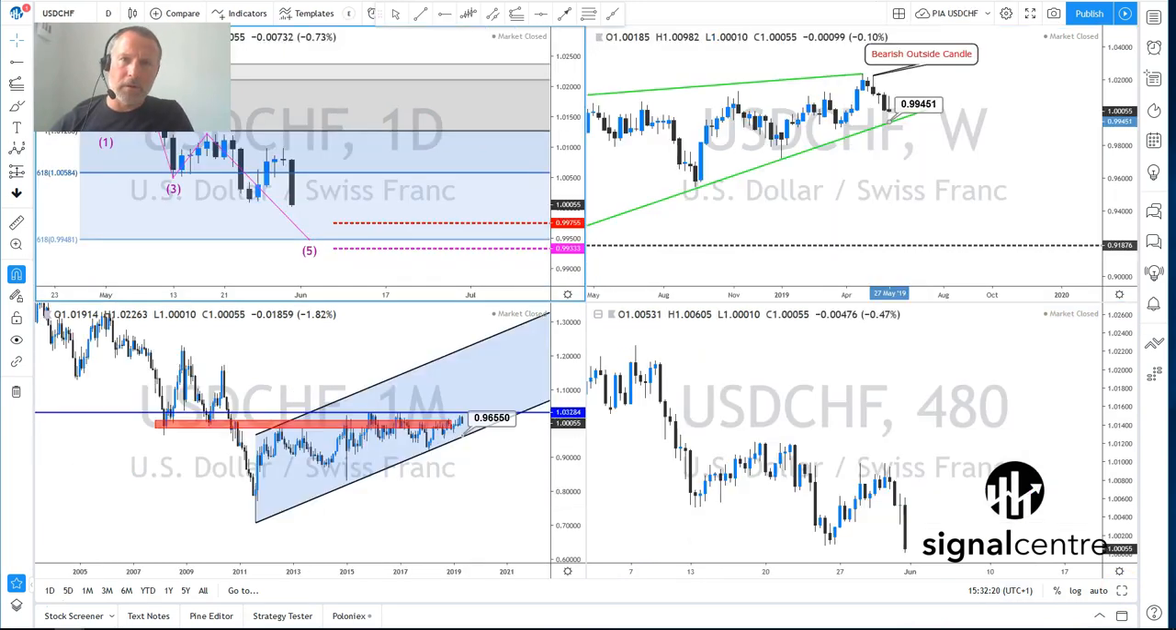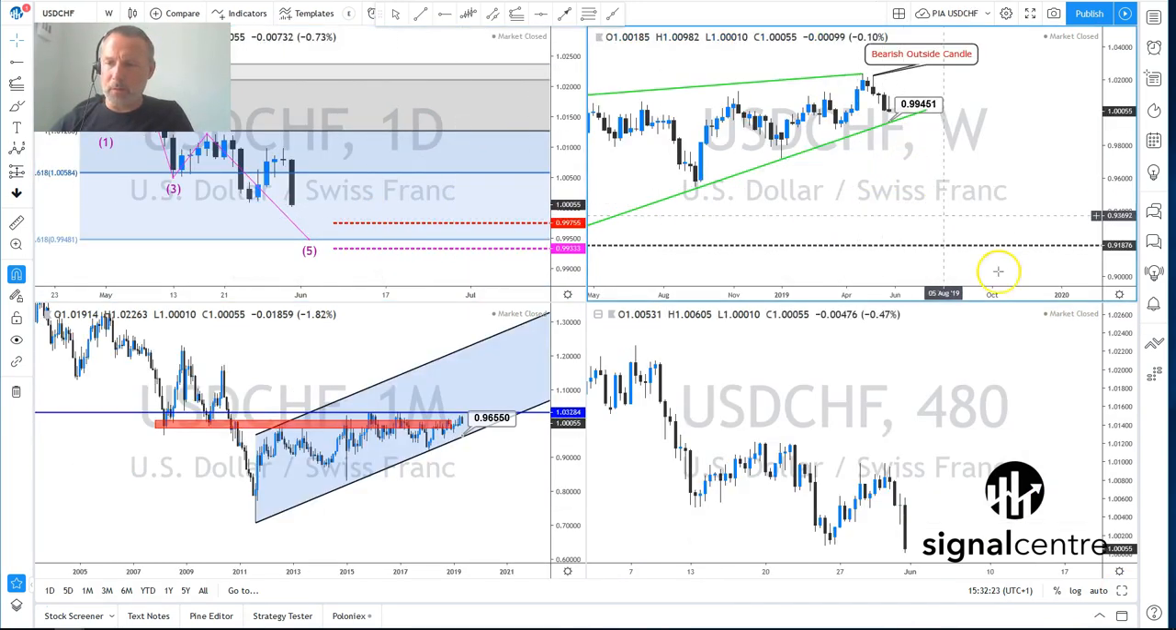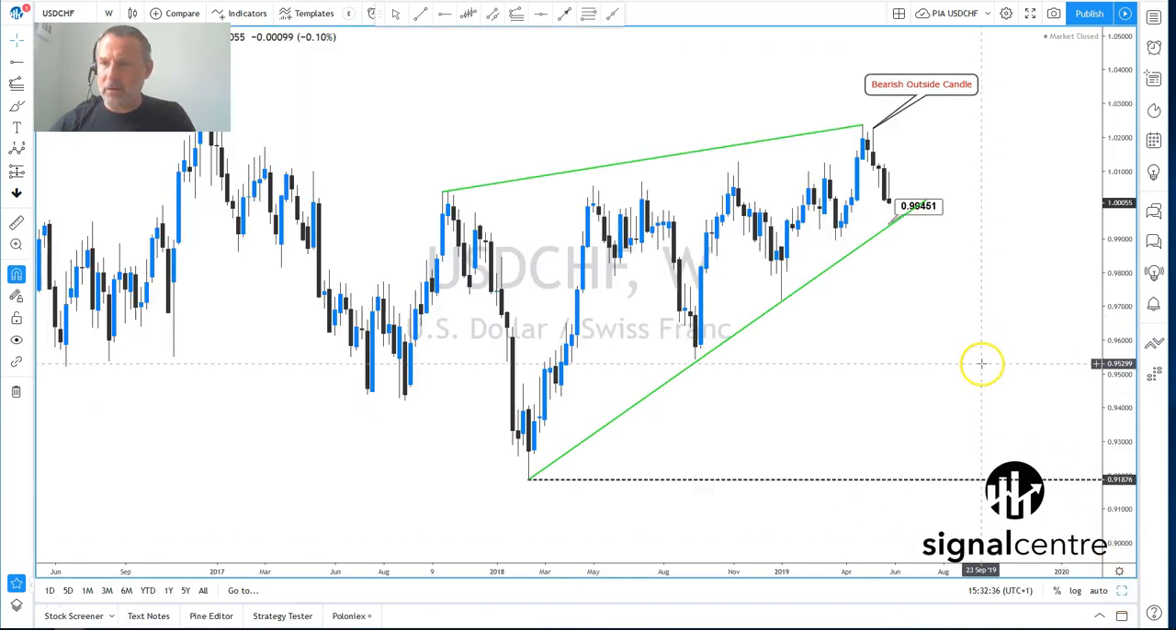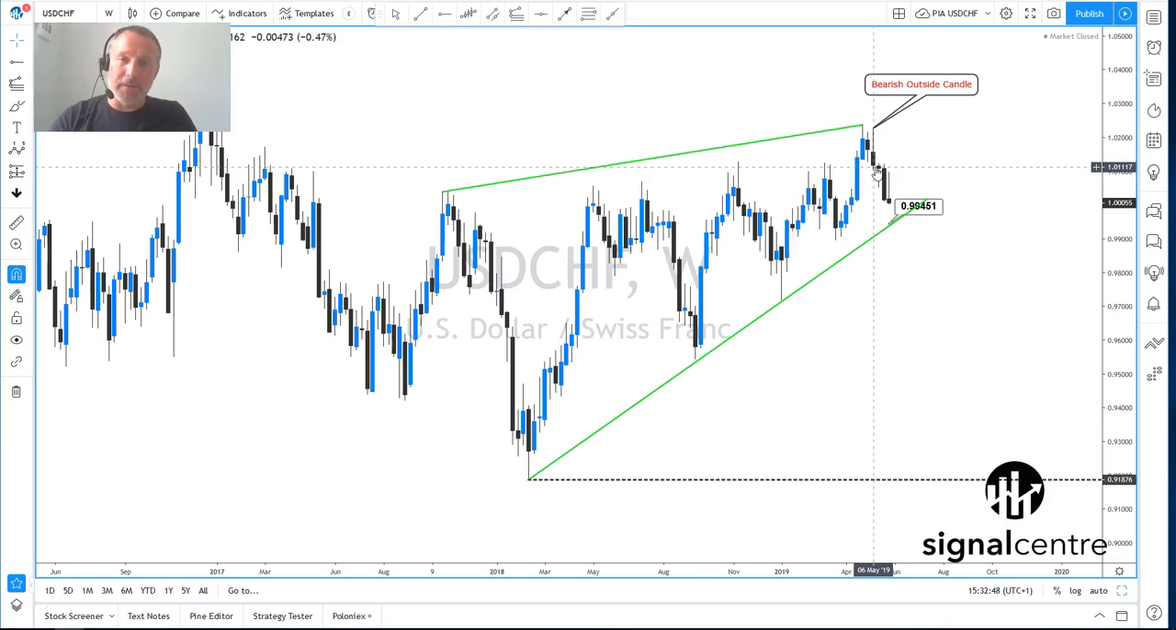Dollar Swiss, and this has been a really interesting pair. We've got quite a few confluence areas here, so basically areas where we've got either support, Fibonacci, bespoke, or trendline. And basically, if we look at this chart, we've got a bearish outside candle. Again, we like these bearish outside candles, posted very close to the high.